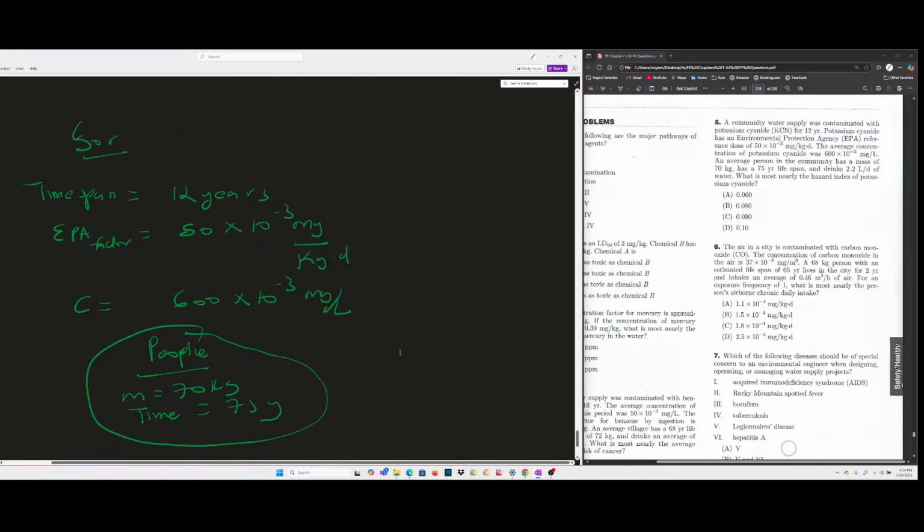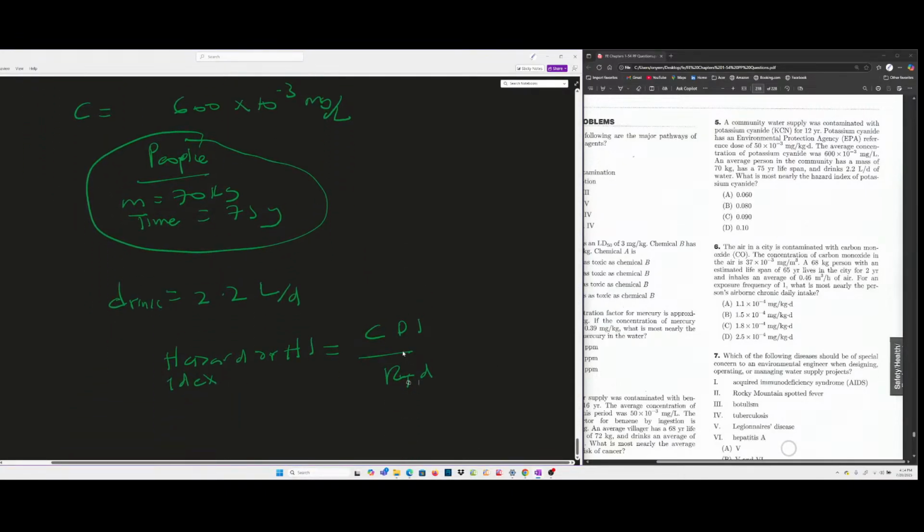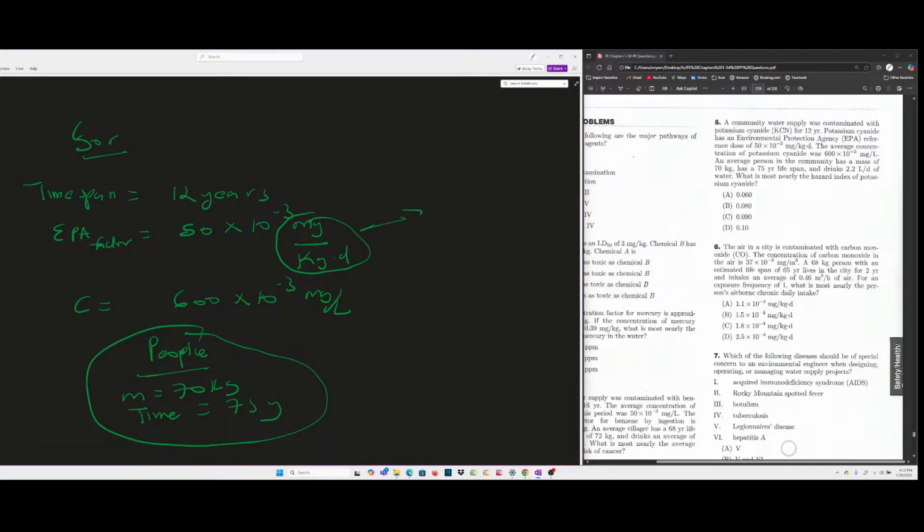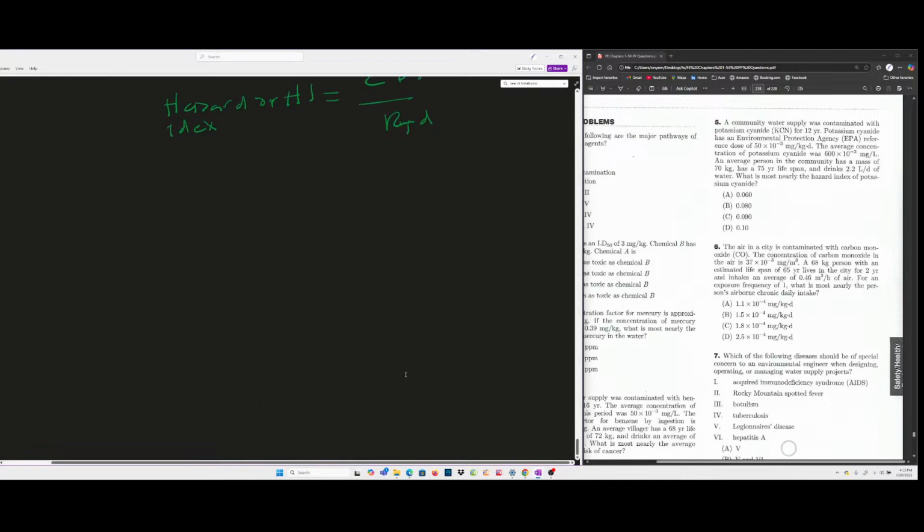And we know how to find the CDI. And how do we know the RFD? This factor. I say pay attention to this unit. So this is going to be the same as our RFD. Okay, so let's find the CDI.